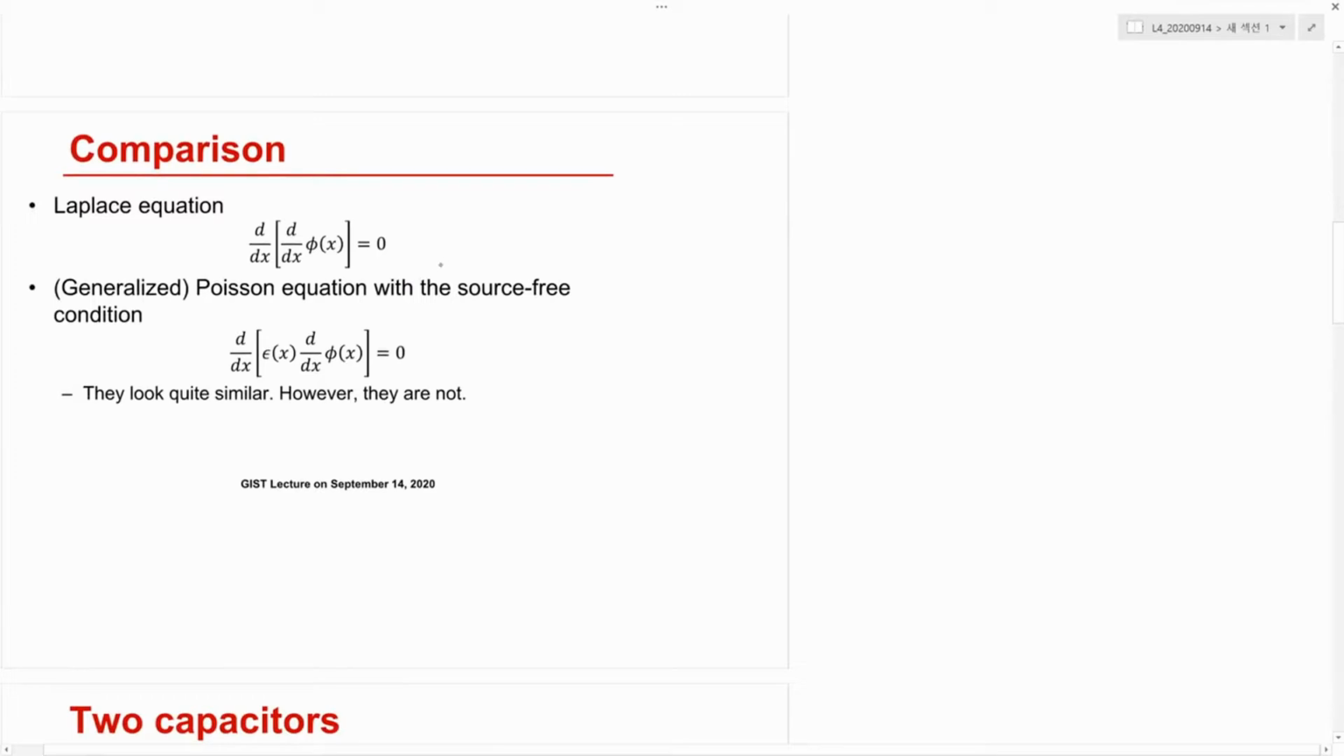Okay, this is just a repeat of our previous lecture, Laplace equation and Poisson equation with source-free condition. We have a position-dependent coefficient that makes certain difficulties. For example, if we have this operator for f, evaluated at xi, it can be well approximated by 1 over delta x squared times fi plus 1 minus 2 fi plus fi minus 1.